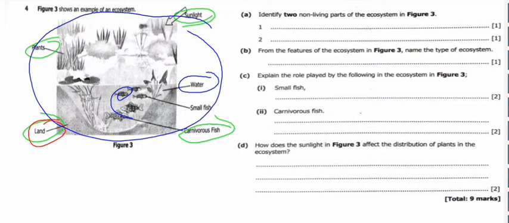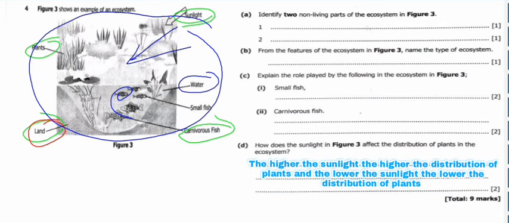Question D. How does the sunlight in figure 3 affect the distribution of plants in the ecosystem? You are going to find that the higher the sunlight, the higher the rate of photosynthesis. As a result, the plants are going to be many. But the lower the sunlight, the lower the distribution of what? Plants. The lower the sunlight, the lower the distribution of plants.